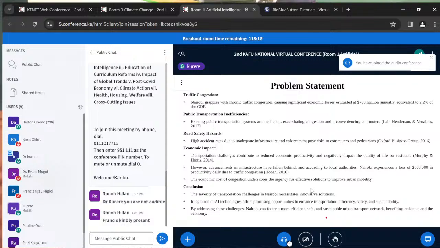The economic cost of congestion underscores the urgency of an efficient solution to improve mobility. The conclusion is that the severity of the transport challenges in Nairobi necessitates innovative solutions. Integrating artificial intelligence offers promising opportunities to enhance transportation efficiency, safety, and sustainability. These challenges can be addressed, benefiting the residents and the economy.